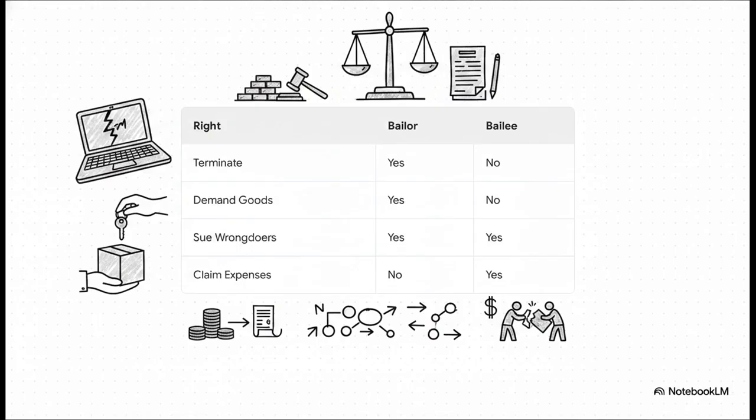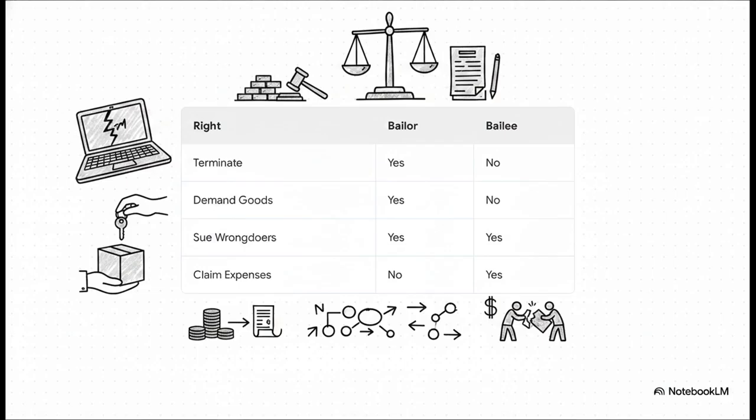As a bailer, if you lend your friend your laptop and you catch them using it as a cutting board in the kitchen, which is a heavily inconsistent use, you can terminate the contract right then and there. Actually, if you lend it to them for free, you can demand it back at any time regardless.